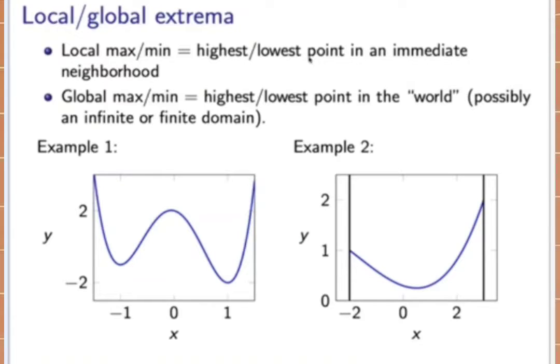As you can see in the illustration, we have two types of extrema: the local maximum or minimum and the global maximum or minimum. The local maximum or minimum is the highest or lowest point in an immediate neighborhood. The global maximum or minimum is the highest or lowest point overall, possibly over an infinite or finite domain.